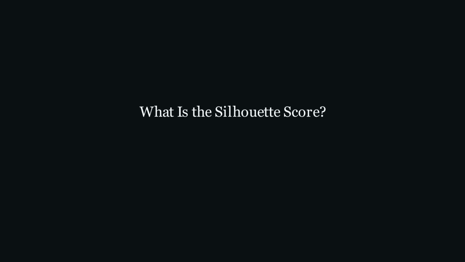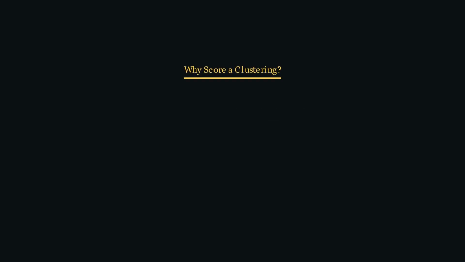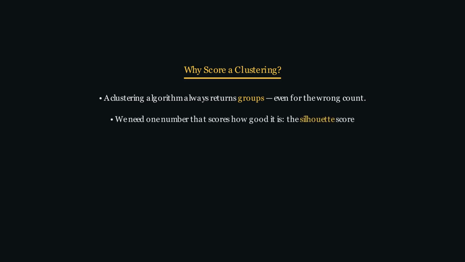Today we will learn what the silhouette score is. By the end, you will be able to tell whether a clustering is good using just one number. Clustering algorithms sort data points into groups, but they never say if the groups actually make sense. Even if we pick the wrong number of groups, the algorithm still hands us an answer. So we need one number that scores how good a clustering really is, and that number is the silhouette score.